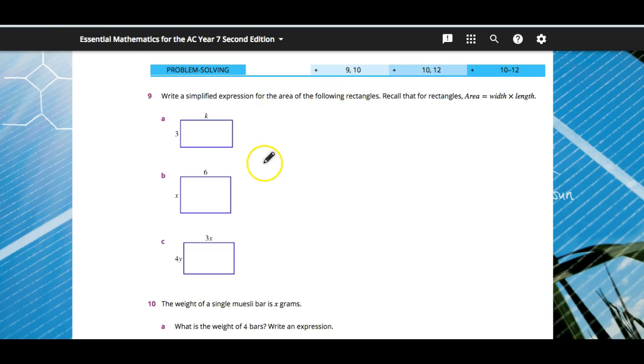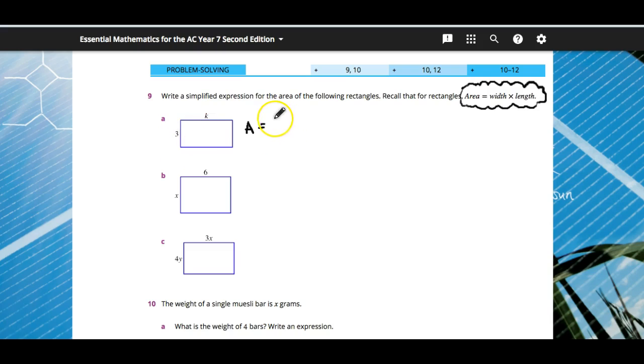Let's get my pen. Write a simplified expression for the area of the following rectangles. So here's your area formula. Now remember, this is just the area formula for the area of a rectangle. If you're doing a different shape, it has a different formula. So a lot of students think that this formula applies to all shapes. It's just for rectangles.